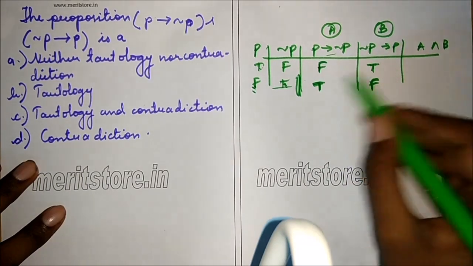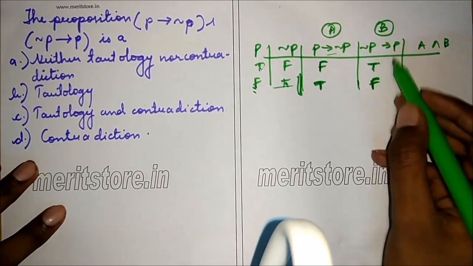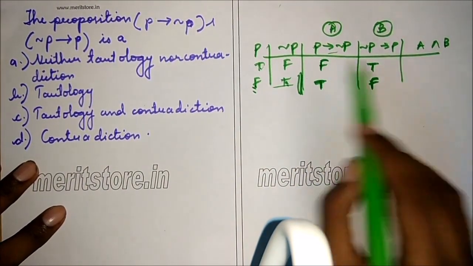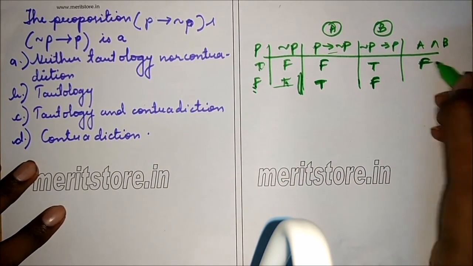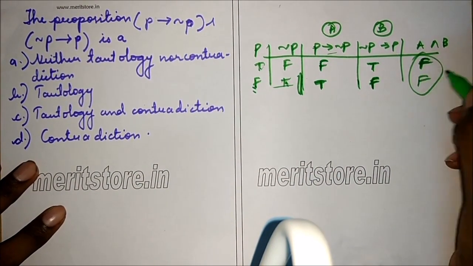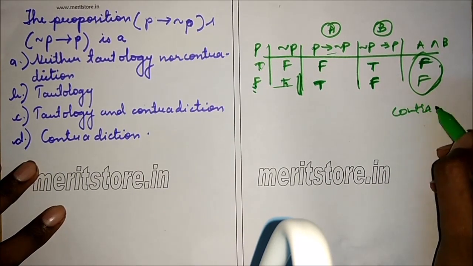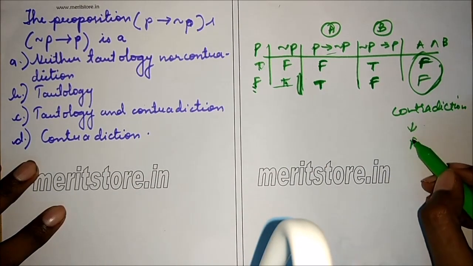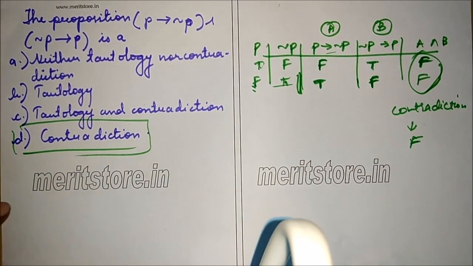For the and statement, both should be true, then it is true. Here there is no case where both the statements are true. So both of them are false. Since it consists of only false statements, it is a contradiction, which is a false statement. So the answer is D, contradiction.